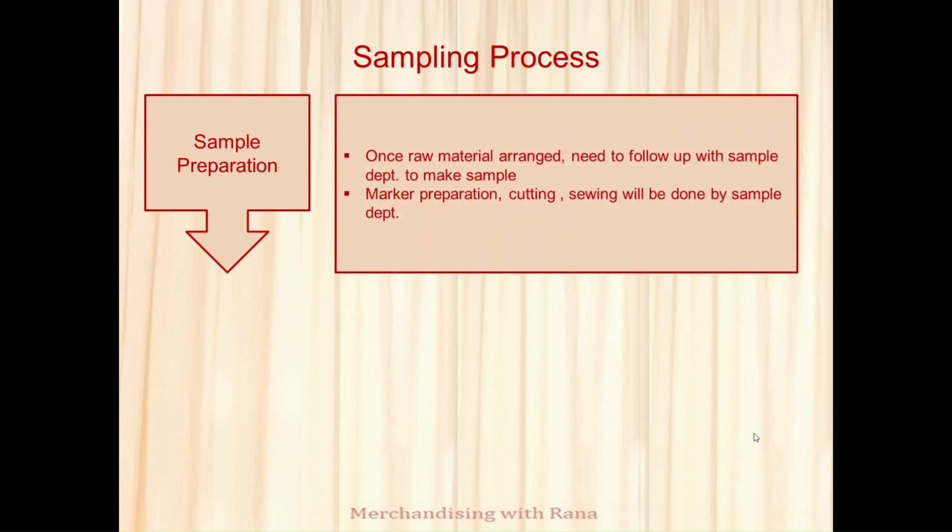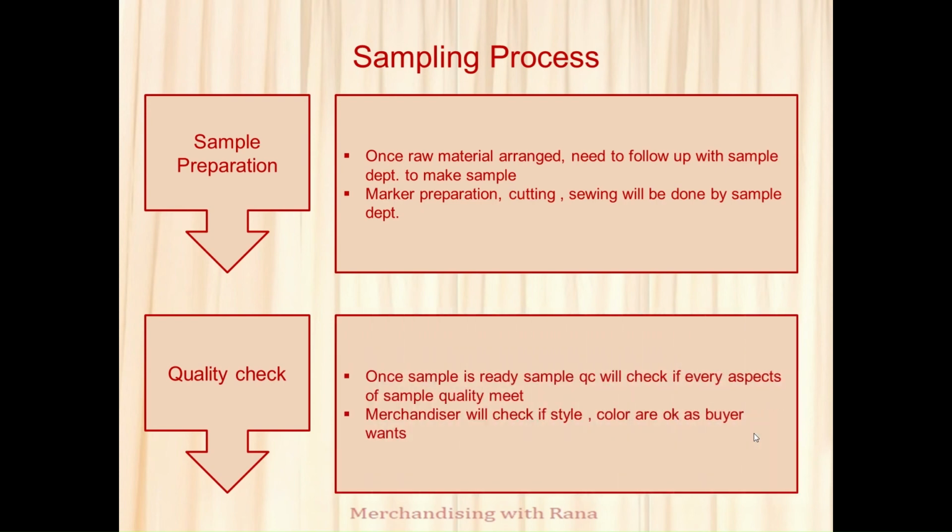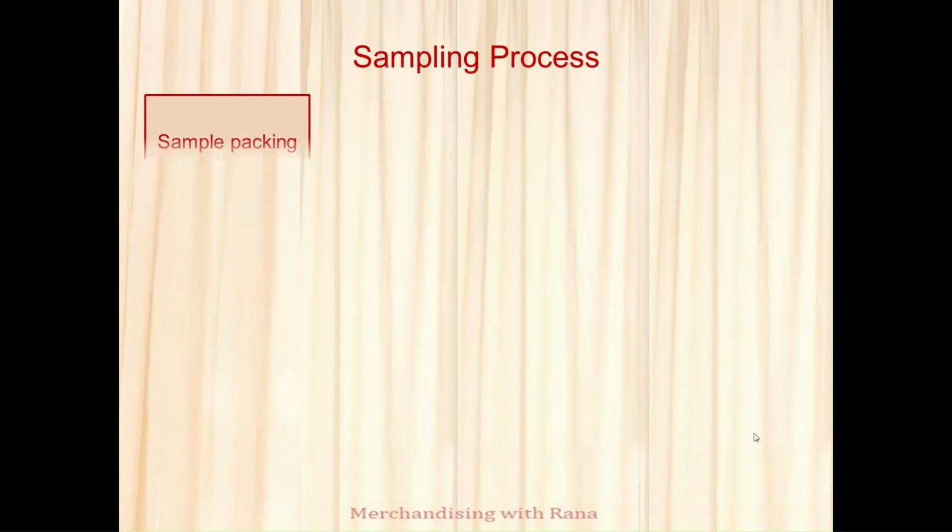Sample preparation. Once the raw material is arranged, you need to follow up with your sample department to make the sample. Your sample department will start with marker preparation, then cutting, then sewing, and then the sample is done. Quality check. Once the sample is ready, your sample QC will check if every aspect of sample quality is met. And from the merchandiser, you also have to check the styling and color are okay as per buyer requirement.